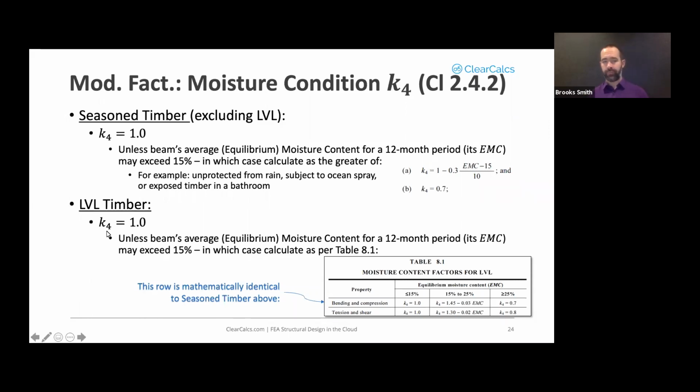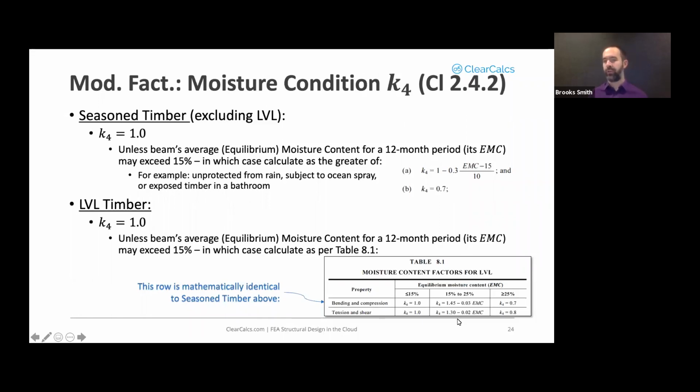For an LVL, it's very similar as for a seasoned member. Again, K4 is usually 1.0 unless that equilibrium moisture content might exceed 15%. If that's the case, then you refer to table 8.1 here. Those of you who are particularly eagle-eyed and can do math quickly in your head may notice that the bending and compression line here is mathematically equal to the conditions for seasoned timber here. So for bending and compression, we'll come up with exactly the same number.